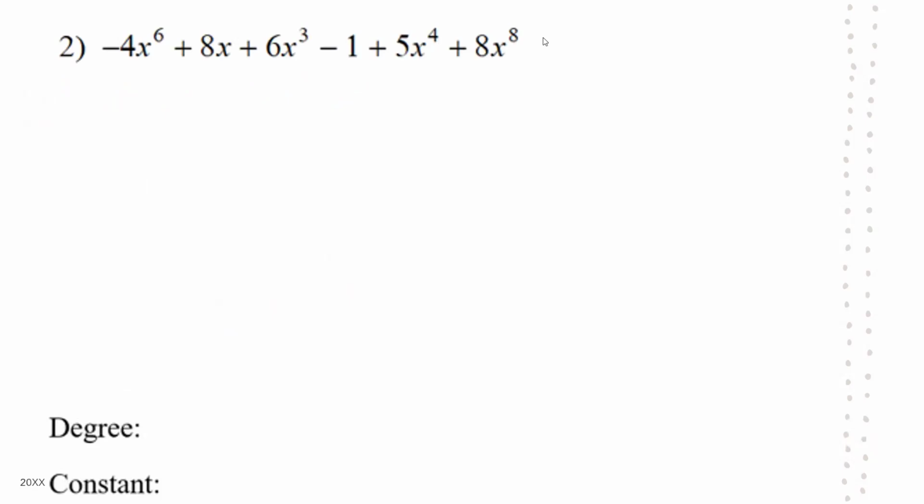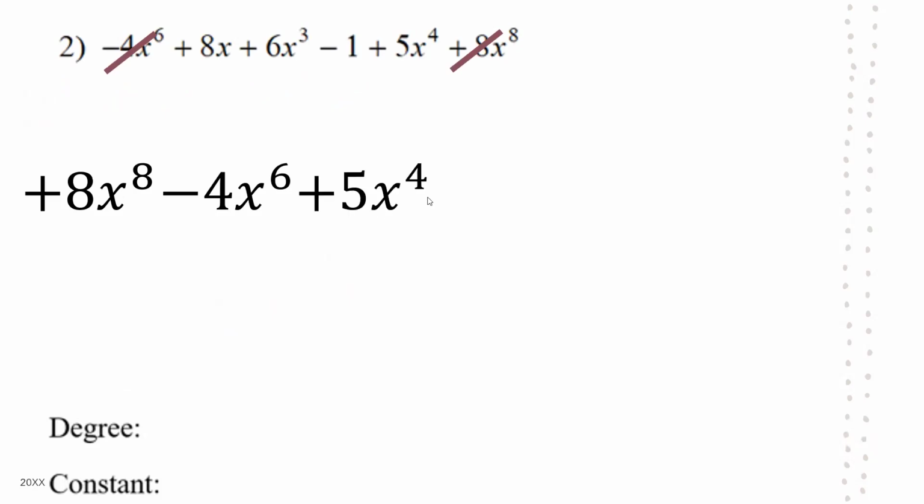6, 3, 4, 8. Ooh, 8 was the highest one, so that one's going to go first. That one, cross it off. 6 is the next, so that term, the negative 4x to the 6. Boom. 3, nope, oops, wait, Miss Hart here, jumped the gun on that one. That would be the 4 one is next. It's been a long day. Okay, so then 3 is the next one. Remember, if there's no exponent on it, it's a 1. So that definitely goes next.